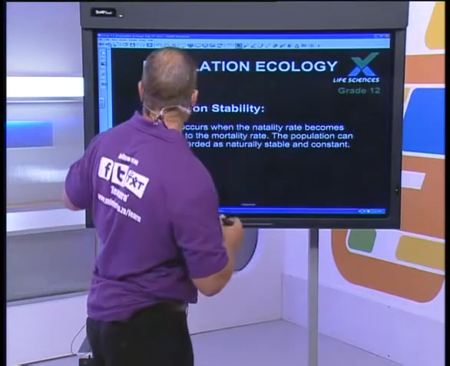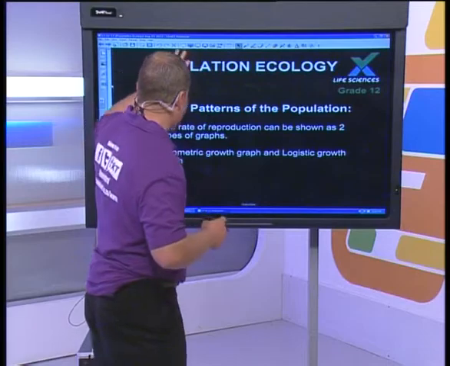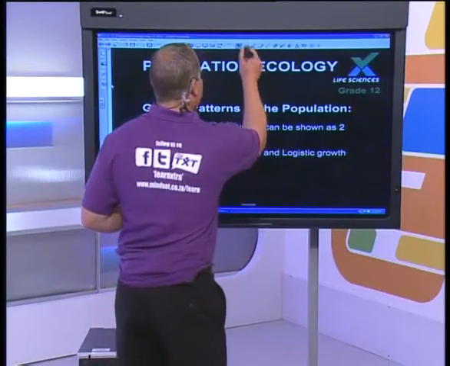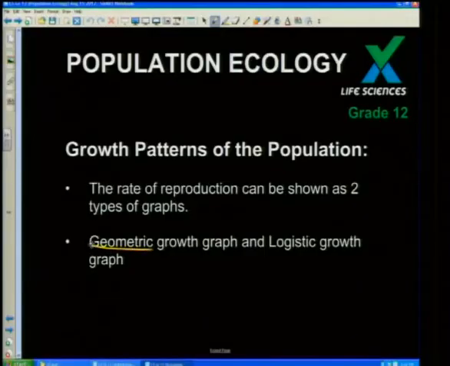Now, the first graphs that we actually had a look at last week were your growing patterns. We had a look at two graphs. The first one was your geometric graph, and the second one was your logistic graph, okay? There they are. Let's get this yellow pen going. The two graphs, the geometric graph, and the second one was the logistic graph.